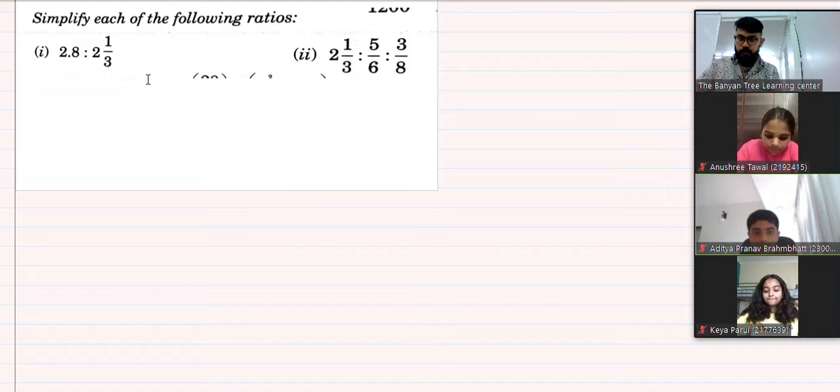Simplify each of the following ratios. So we have the first ratio. For the first one, I'm just going to do a single step or two, and you have to tell me the final answer. The first one is 2.8 is to 2 1 by 3.